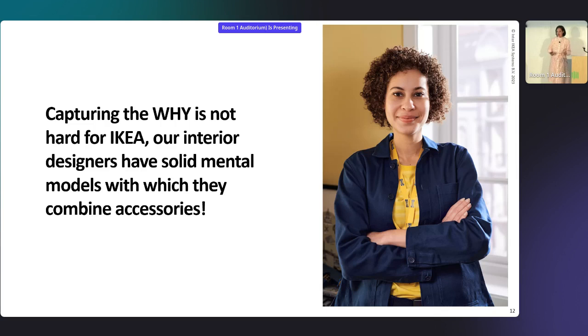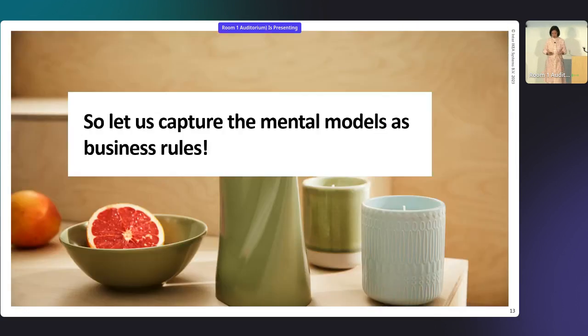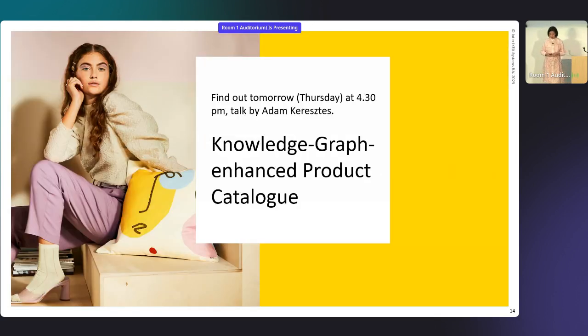And it's not hard for us to capture the why of IKEA, because we really have these interior designers available, and they have this solid mental model under which they're operating when they are setting up the stores. And they know how to combine those accessories. So here we go. Let's capture those mental models and formulate them as a set of business rules. And we are using the knowledge graph to capture the mental models as business rules.